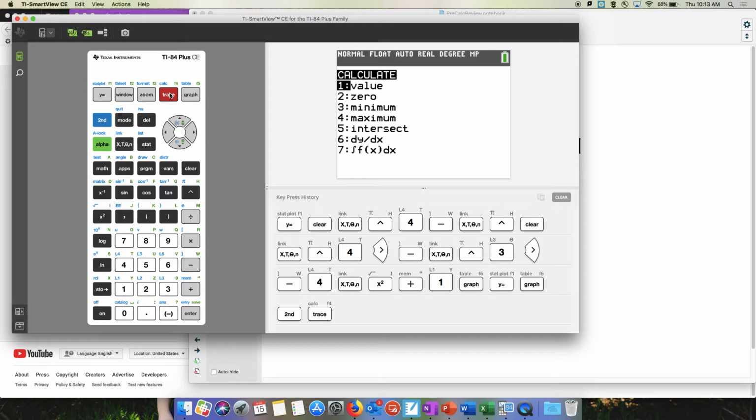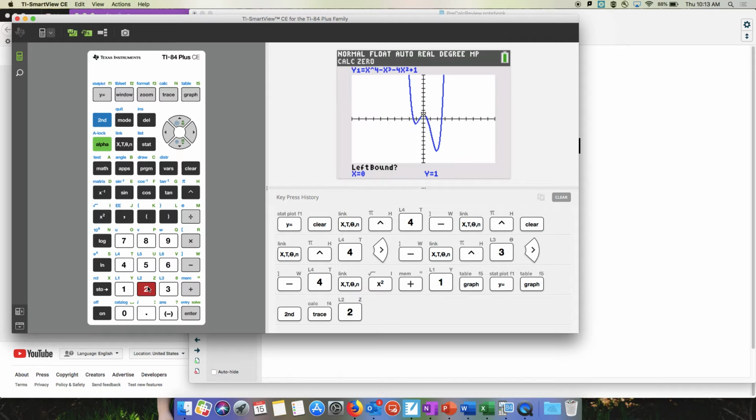Okay, so you can either arrow down and hit enter, or you can just select with the number, but it's going to ask you for a left bound. So everybody, eyes up here. I am going to find this zero right here.